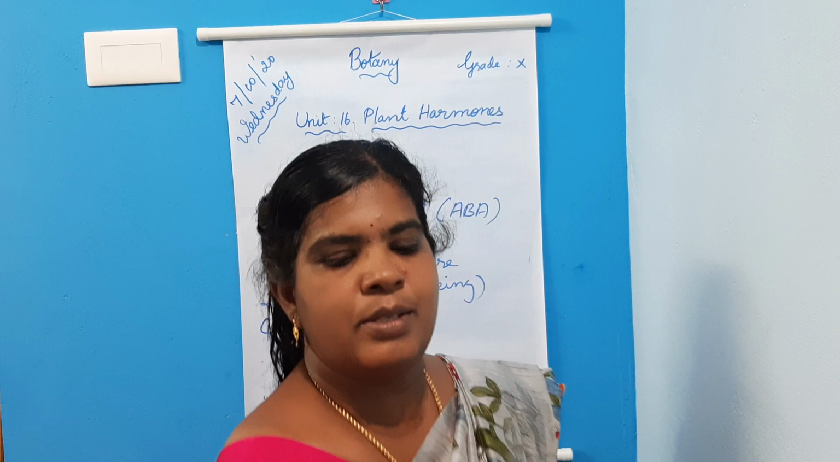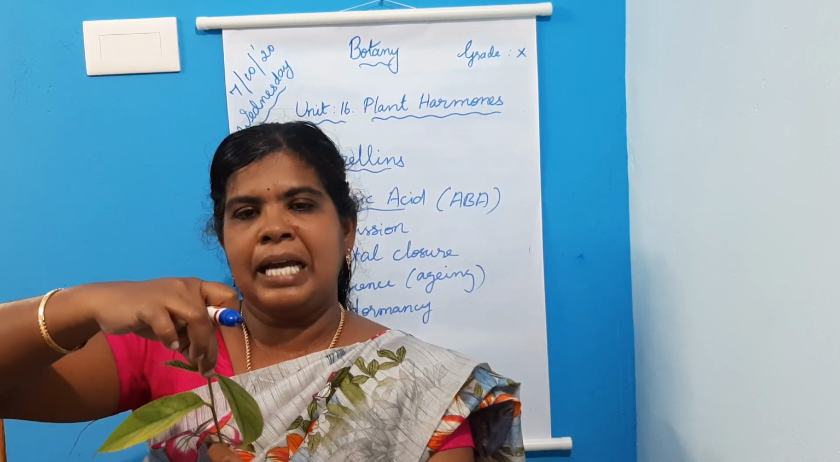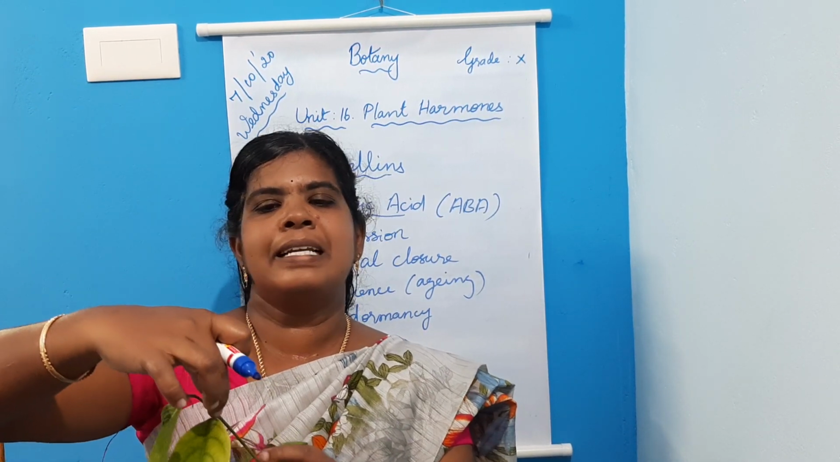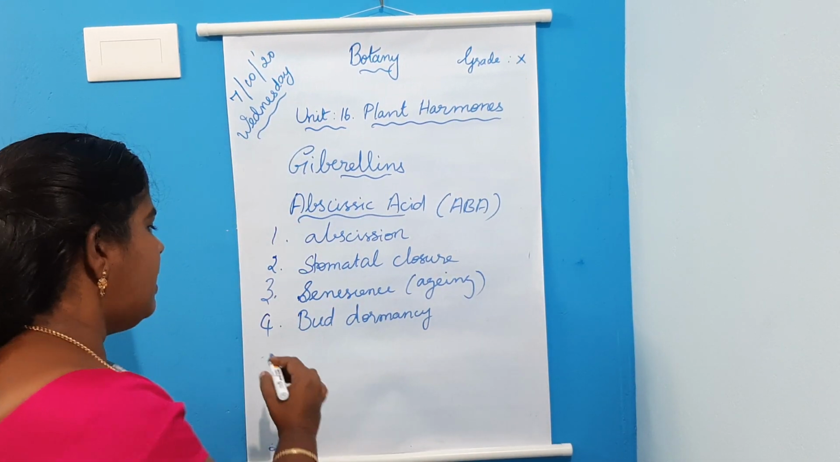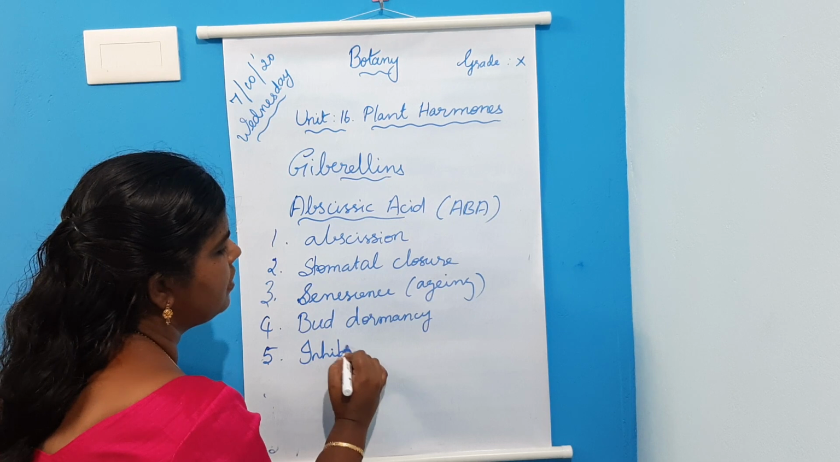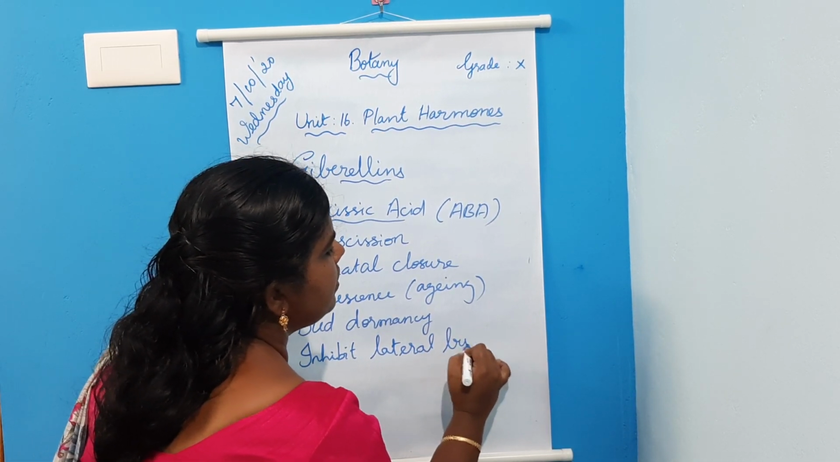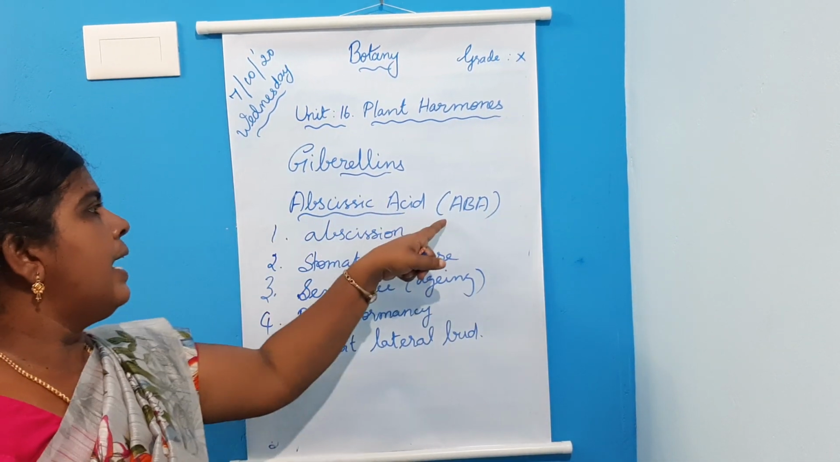Lateral bud in the sense, what is lateral bud? The bud formed at the tip of the plant is called apical bud. The bud formed at the axils of the leaf is lateral bud or axillary bud. So ABA is a powerful inhibitor of lateral bud. It inhibits the lateral bud formation. These are the physiological effects of abscisic acid.